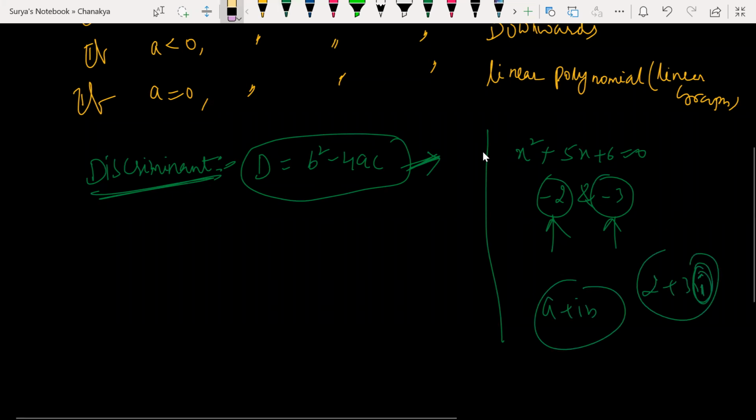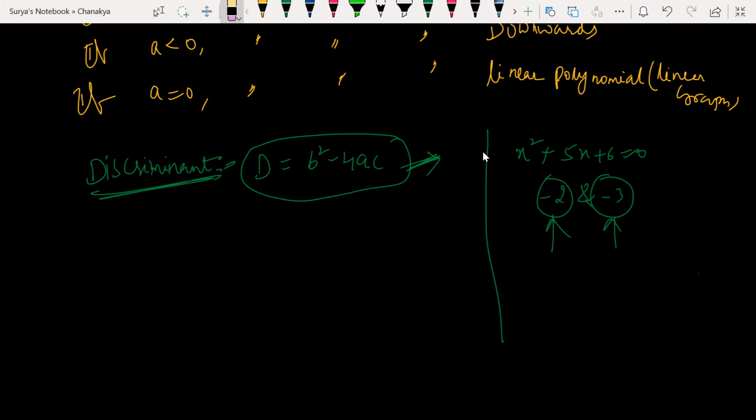You will be learning this in complex numbers, so I don't think you are understanding now whatever I'm teaching. So this is not your concept yet, but still you are asking, so I'm just teaching you. See, for finding the nature of roots, we use the discriminant.